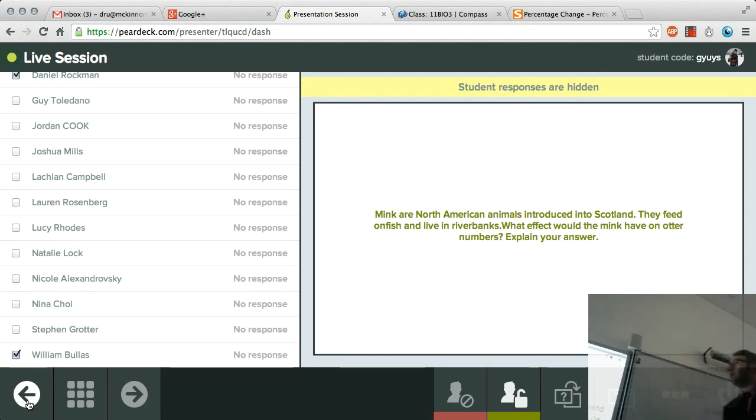So mink are North American animals introduced into Scotland. They feed on fish and live in riverbanks. What effect would the mink have on otter numbers? Think, what do otters eat? Where do otters live? How does that relate to these other organisms?